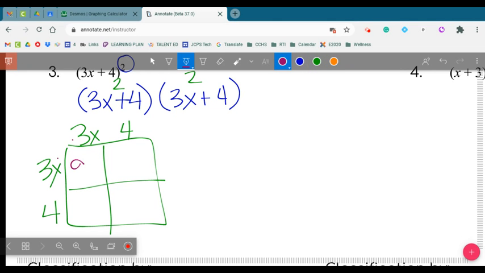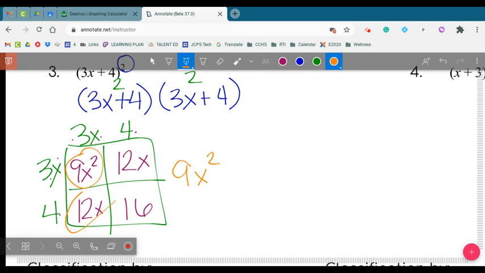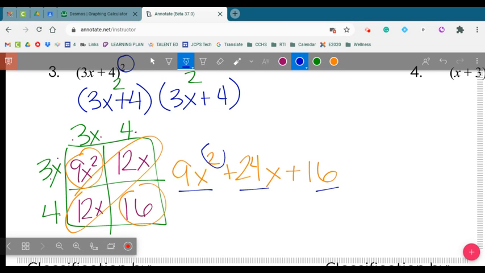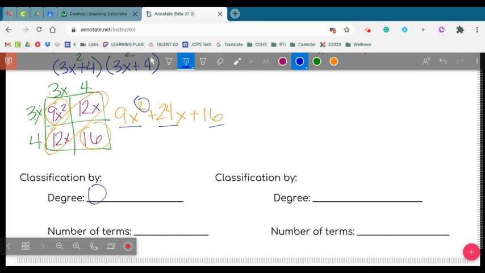3x times 3x is 9x squared. 4 times 3x is 12x. 3x times 4 is 12x again. And then 4 times 4 is 16. So then you're going to write 9x squared. You can combine 12 and 12 to get 24. And then 16 gets tacked on the end. I have 1, 2, 3 terms, and my biggest exponent is 2. So this is quadratic and a trinomial.